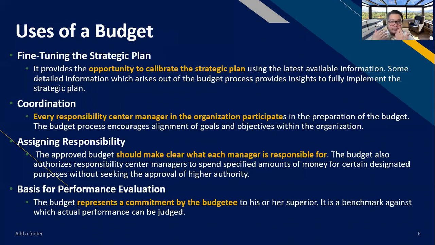And making budgets gives you the opportunity to calibrate the strategic plan because some information that was known to you when the strategic plan was crafted may not be known to you. It might be different all along. And based on new information, you may be able to calibrate the plan. Second is coordination. Since every responsibility center manager participates in the preparation of the budget, then two departments can align on the goals and objectives of one organization.